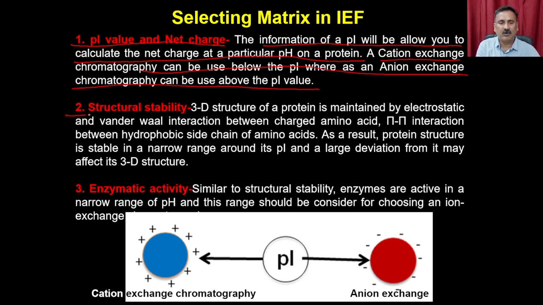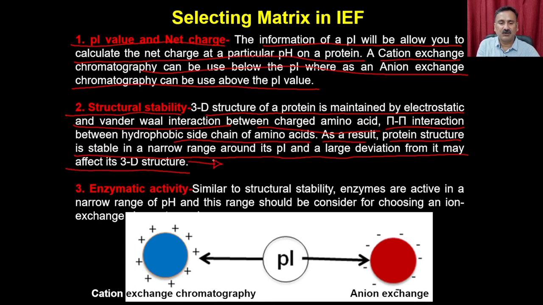Once you know this, you can also talk about the structural stability. The 3D structure of a protein is maintained by the electrostatic and van der Waals interactions between the charged amino acids, pi-pi interactions, and so as a result the protein structure is stable in a narrow range around its pI, and a large deviation from it may affect its three-dimensional structure. So that is very important. Then there is enzymatic activity. Similar to structural stability, enzymes are active in a narrow range of pH, and this range should be considered when choosing an ion exchange chromatography, because you always want to purify the enzyme which is very active. So as I said, if you want to use cation exchange chromatography, you have to go below the pI value, and if you want to use anion exchange chromatography, you have to go above it.